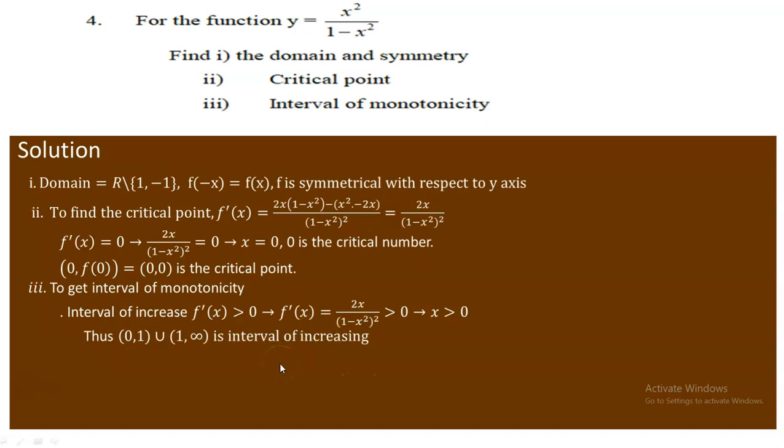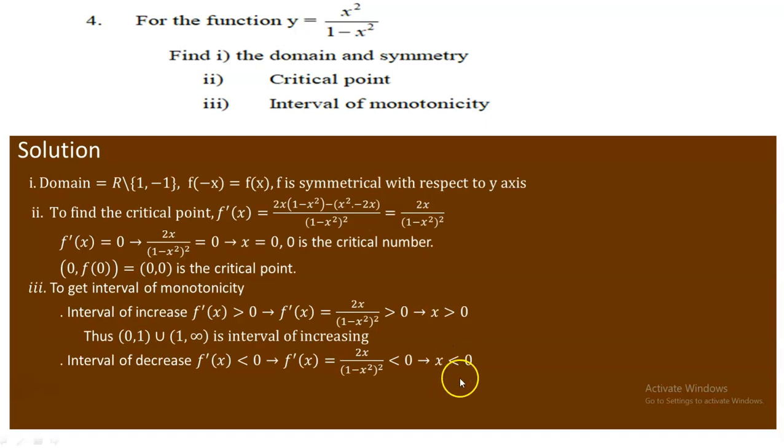The graph is increasing, and the function decreases when the first derivative is less than 0, and this is attained when this is less than 0. As I said earlier, the denominator is positive. For this to be negative, necessarily 2x must be less than 0, so dividing by 2, x must be less than 0.